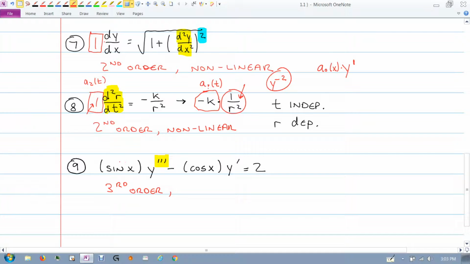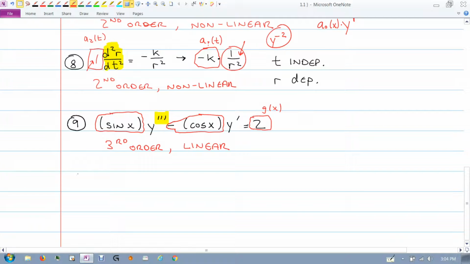And then in terms of linearity, out here in front of that third derivative, that's a function of x. Out here in front of the first derivative, that is a function of x. And then over here, by itself, on the other side, is some function of x, like we call that g of x. So everything looks really good here. So this is going to be third order and linear. All right, number 10.